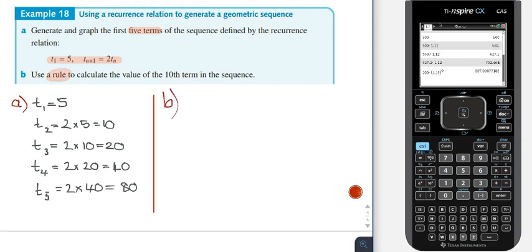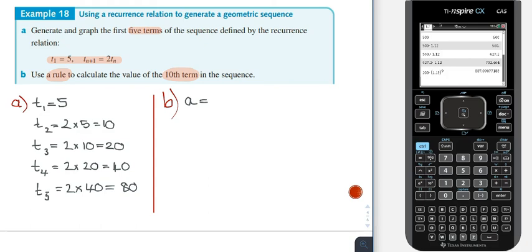We're then asked to graph it, and I haven't actually graphed it in this example, but you would be graphing double the distance every time. So you would have a 5, then a 10, then a 20, then a 40, etc. So graphing it as a double.